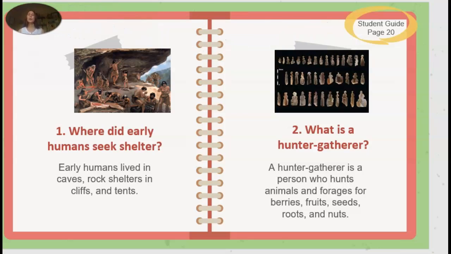All right, where did early humans seek shelter? So this goes with question number 1. Early humans lived in caves, rock shelters, in cliffs, and tents. And just a quick note, remember the tents that they lived in weren't fabric tents like we're used to. They were probably leaves or animal hides or maybe moss from the ground. So you need to picture, they didn't have those technologies at that point in time. Number 2, what is a hunter-gatherer? A hunter-gatherer is a person who hunts animals and forages for berries, fruits, seeds, roots, and nuts. And specifically, they do it out of necessity, not just because they enjoy doing it.